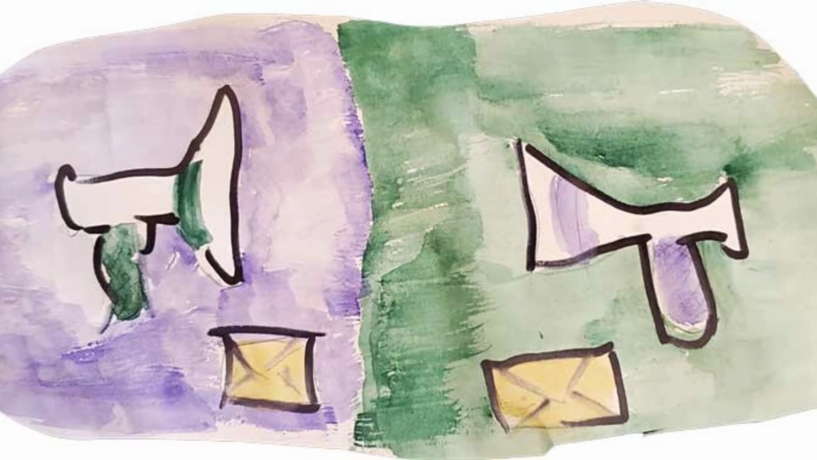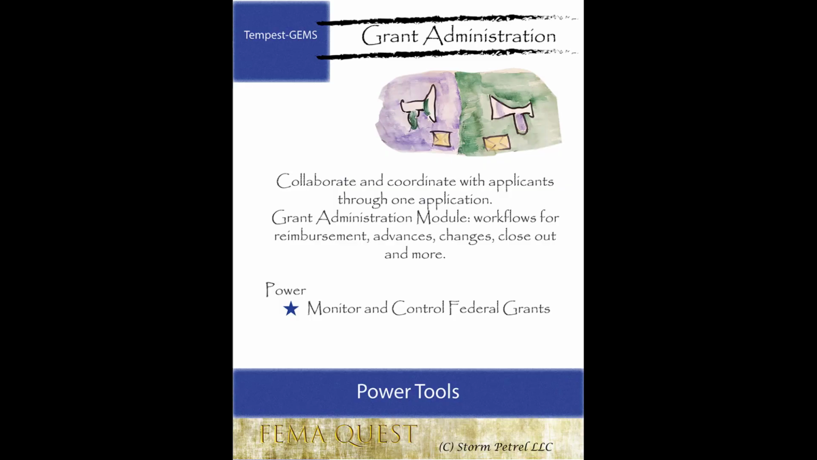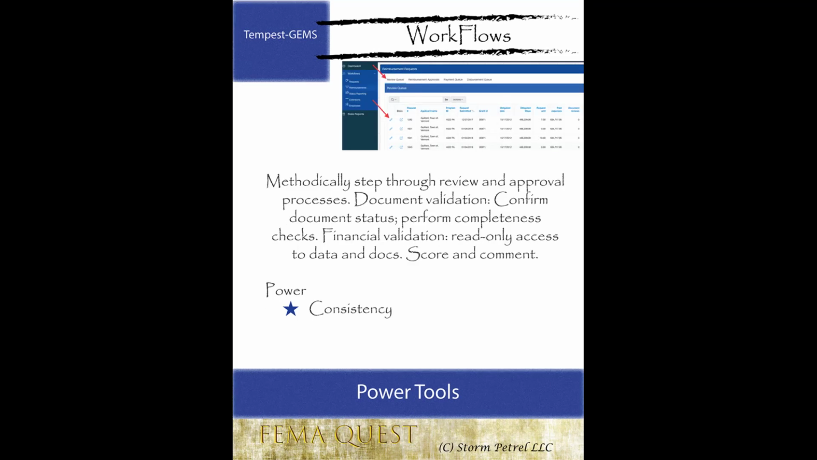In our FEMA Quest game, we identify the call and response loop. You and your state collaborate with a back-and-forth effort steadily moving the grant management process through reimbursement to scope changes and ultimately to closeout. The grant execution team makes a request. The grant administration team then steps through workflows.